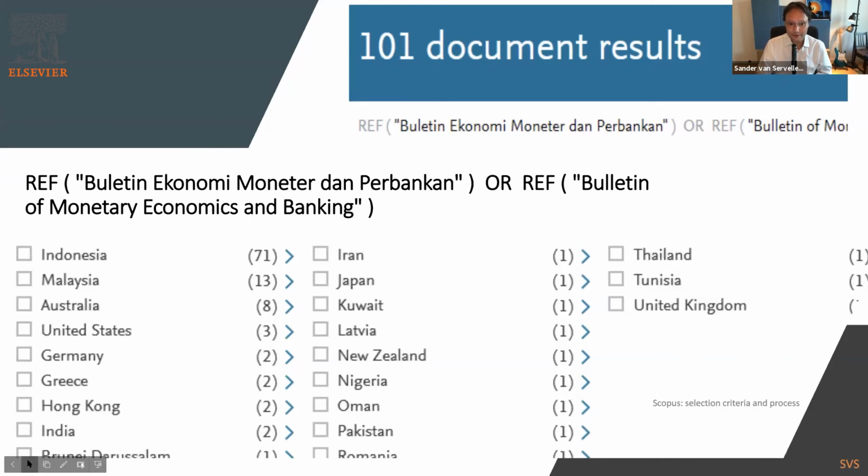And you can do this yourself. If you just go into Scopus and go to the advanced search, you use the operator REF, R-E-F, that means you're searching in the references. Use a phrase search and search for the title of your journal.